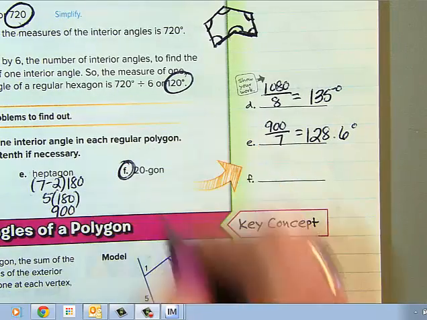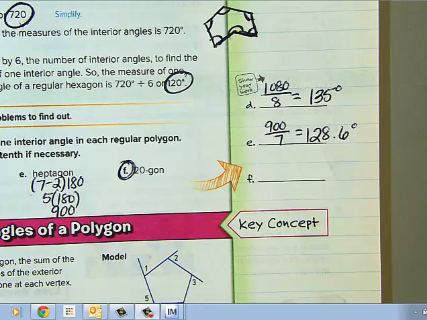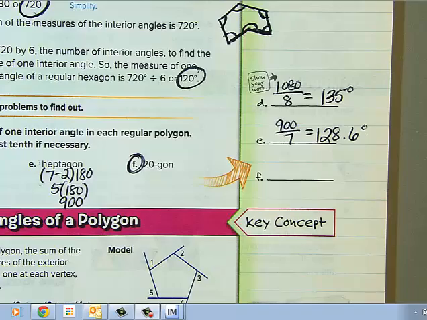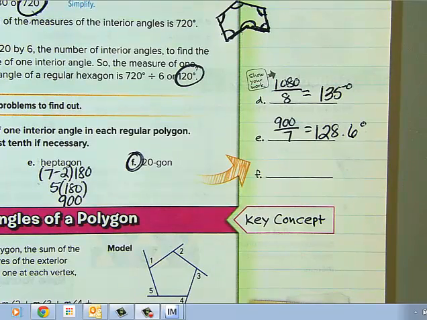Go ahead and do F for yourself for a 20-gon. Stop the video. When you come back, we'll talk more about angles.